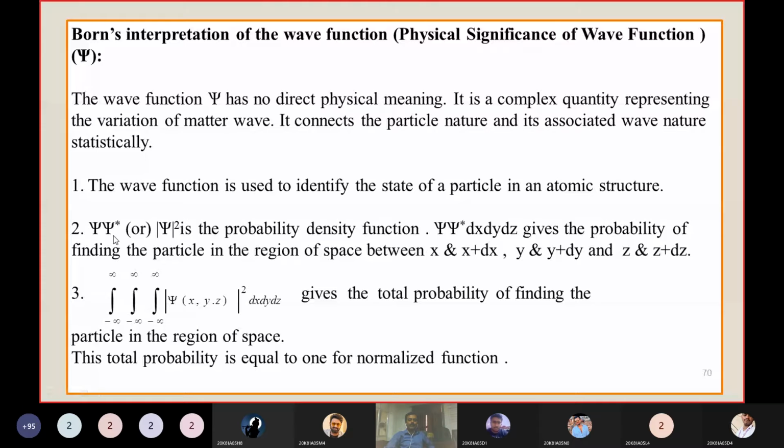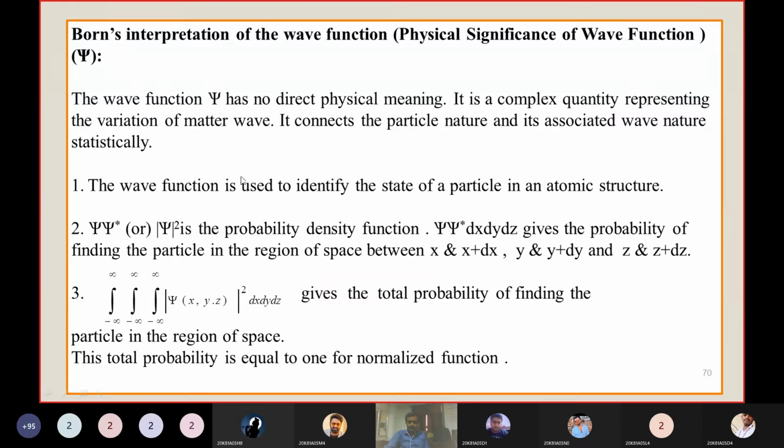If you multiply them directly, we can get psi star psi, which we can write as mod psi squared. So we cannot take negative values. This is the probability density function. Suppose one particle is moving inside the atom. What is the probability of finding the particle inside the atom? By using the wave function we can explain. So psi star psi gives the probability density. How much probability is there?